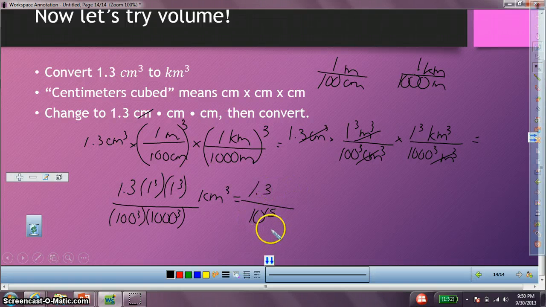1.3 divided by 10 to the 15th power is a really, really, really small number. If we put this in our calculator, we'll see that we get 1.3 times 10 to the negative 15th power. And our units are kilometers cubed. This is called scientific notation, and that's something that we're going to talk about in a later lesson. Basically, it means the same thing as 1.3 divided by 10 to the 15th power, which is very, very small.